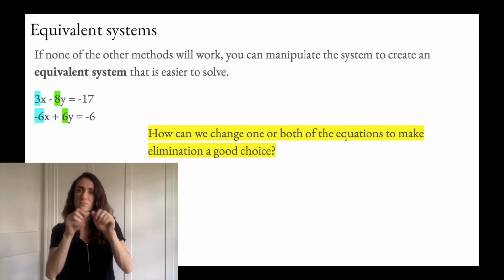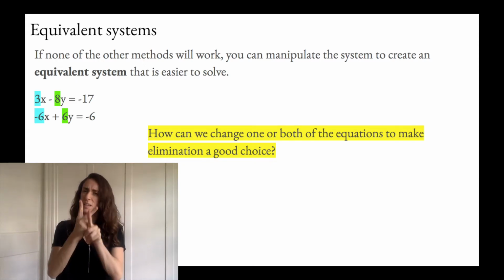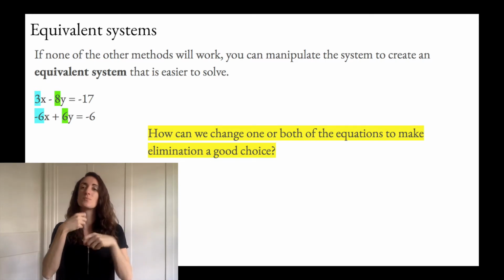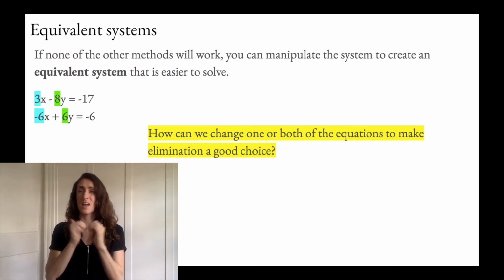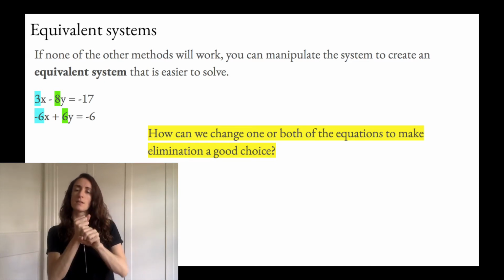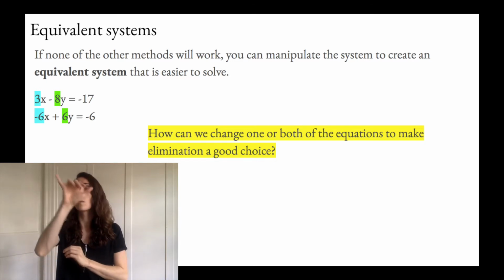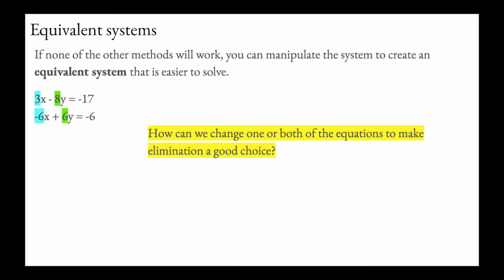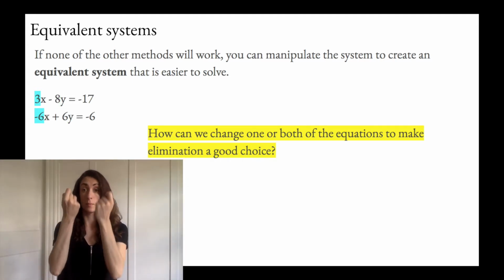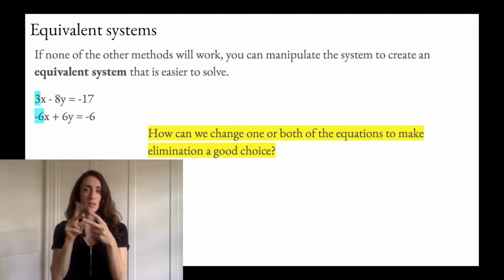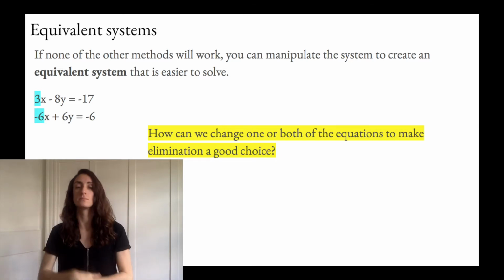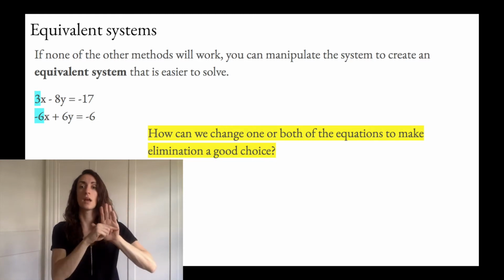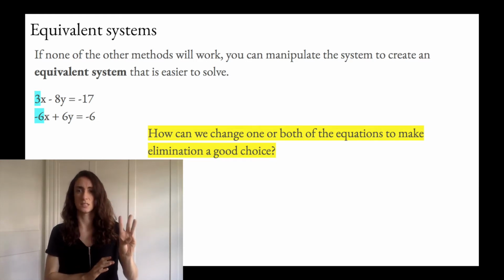So what we can do is tweak or manipulate these equations a little bit so that they'll still have the same meaning, they'll still have the same solution, but they'll look a little bit different, and that'll make them easier to work with. So we want to tweak these equations to make them a good candidate for the elimination method. That means we want the x or the y terms to have the same or opposite coefficients. So for elimination, remember, we can focus on the x terms or the y terms. So here the coefficients on the x terms are 3 and negative 6. And on the y terms, the coefficients are negative 8 and 6.